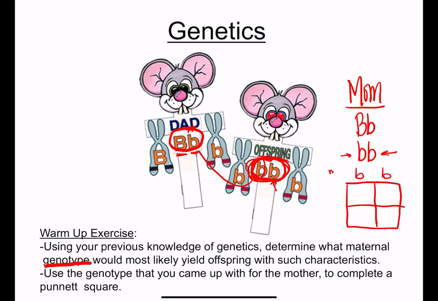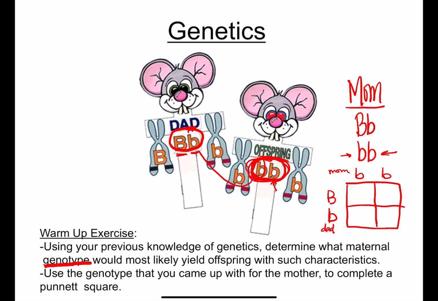So this is mom, I'm gonna put her on top, okay? And then I'll put dad down the side. Now you may not remember how to do a Punnett square, but they're really easy and that's okay. And we'll do a lot more practice of these. This is just to kind of tap in and see what we can unlock from previous years.